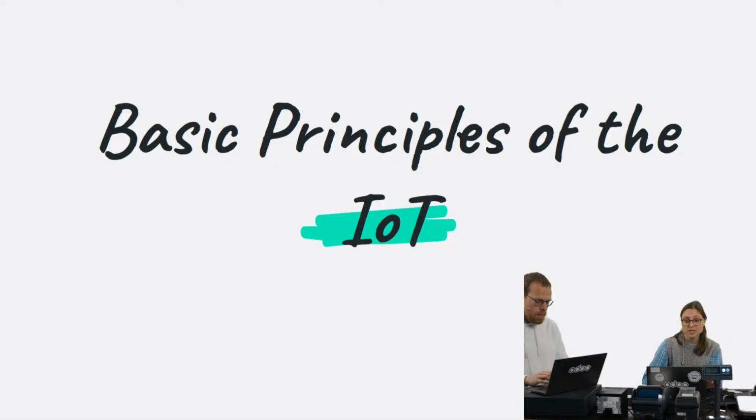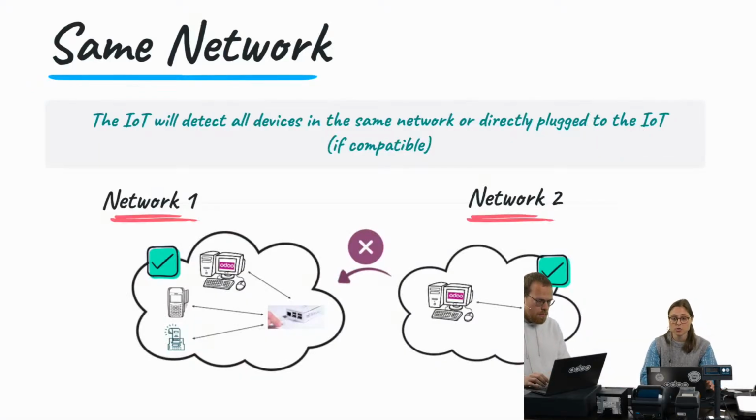Now, some basic principles of the IoT. So you really need to be in the same network. The devices, the IoT and the Odoo database need to run on the same network basically to have it function properly. If it's not the case, it's not going to work.